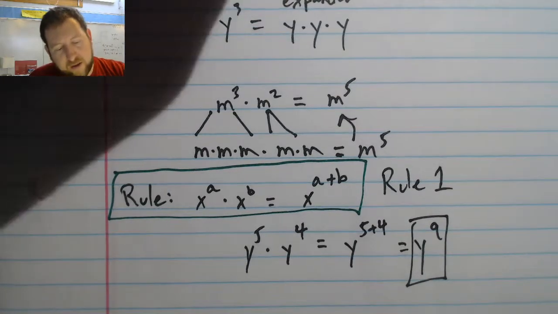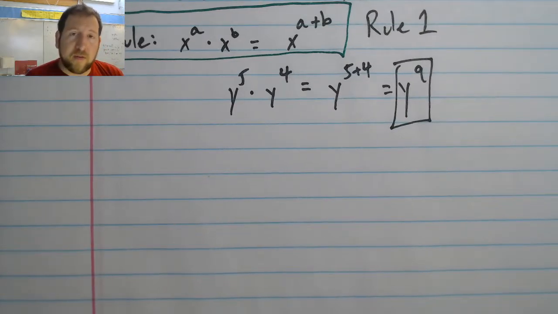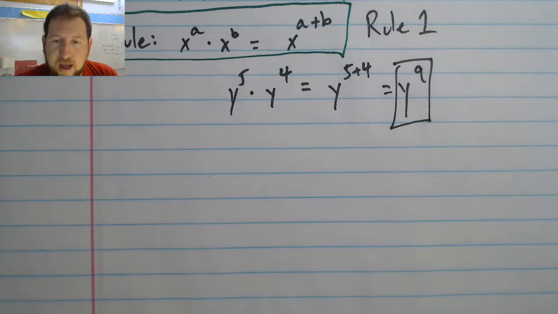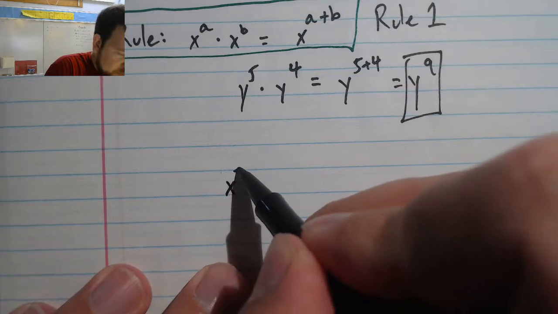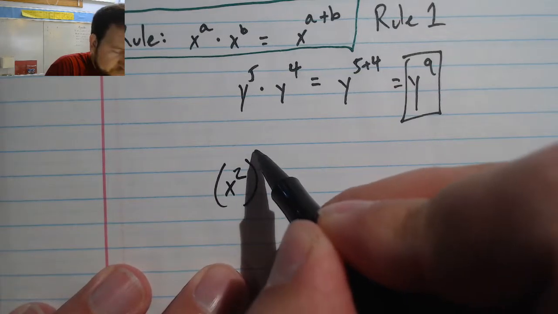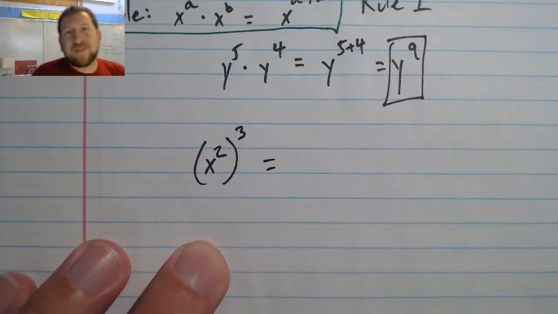Now, I have another thing that I can see, though. This is going to lead us to creating our rule number 2 of exponents. And the key to this assignment is going to be choosing which of these 2 rules we need to use, and how do we then solve the things that we're given. For example, take a look at this one. x squared to the 3rd power. How do we simplify this?